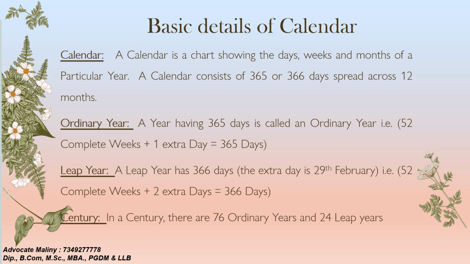So the basic thing we have to remember is there are two types of years, ordinary year and leap year. An ordinary year has 365 days, a leap year has 366 days. An ordinary year has one extra day, a leap year has 2 extra days. And both the years have 52 complete weeks.